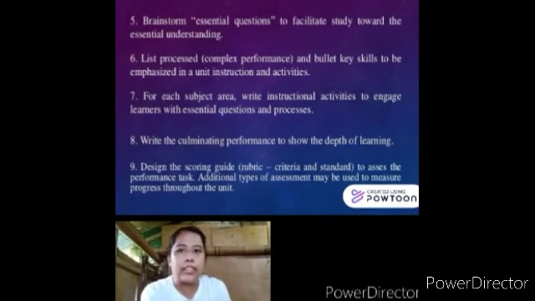And number 9 is the design and scoring guide, some examples are rubrics or criteria and standards to assess the performance task, and additional types of assessment may be used to measure the progress throughout the units.